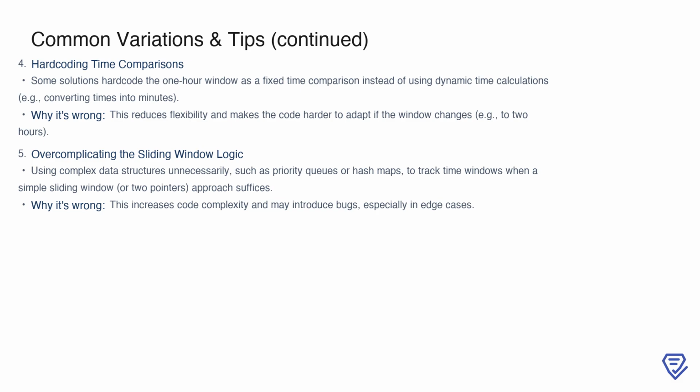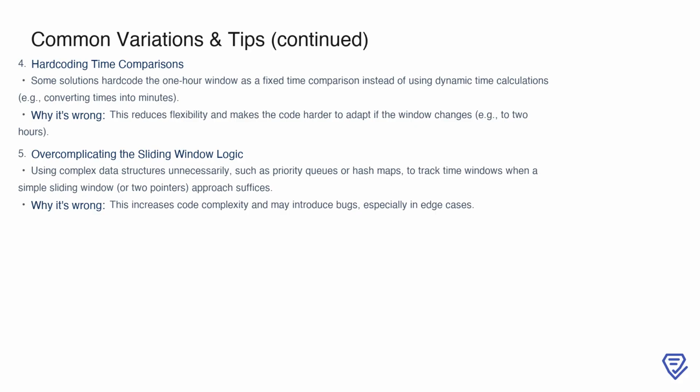Another pitfall to avoid is hard-coding time comparisons. Instead of directly comparing timestamps in a fixed way, it's better to convert times into a uniform format, like minutes, to allow for dynamic calculations. Hard-coding reduces flexibility and makes your solution less adaptable if you need to change the time window.